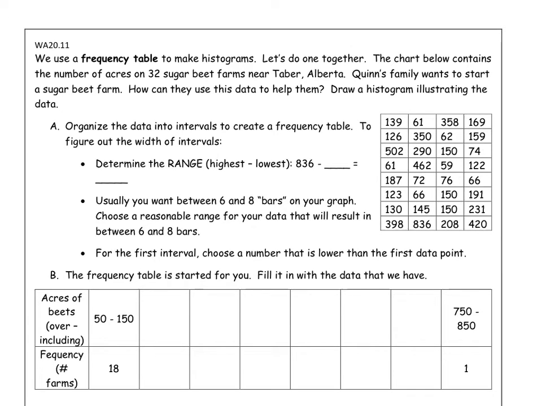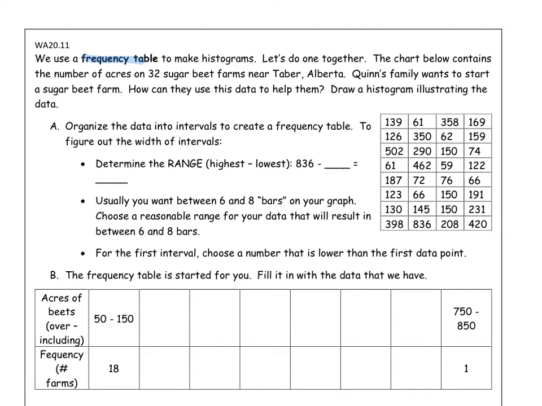So we use what's called a frequency table to make a histogram. We're going to do one together. This chart over here on the right hand side has information about how big sugar beet farms are in Taber, Alberta, and all of these numbers are how many acres the farm is. So Quinn's family wants to start a sugar beet farm. How can they use the data to help him? We're going to draw a histogram and then draw some conclusions.